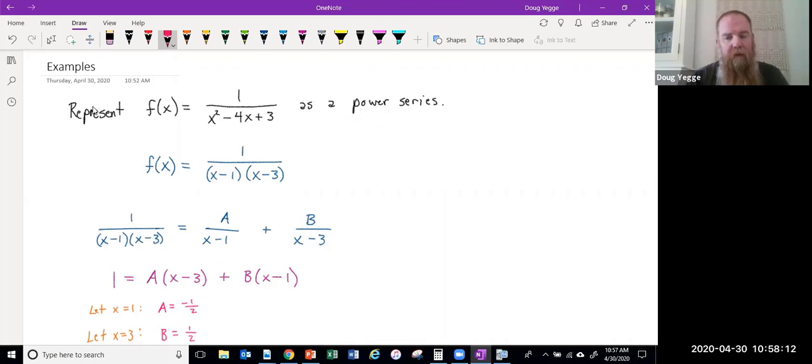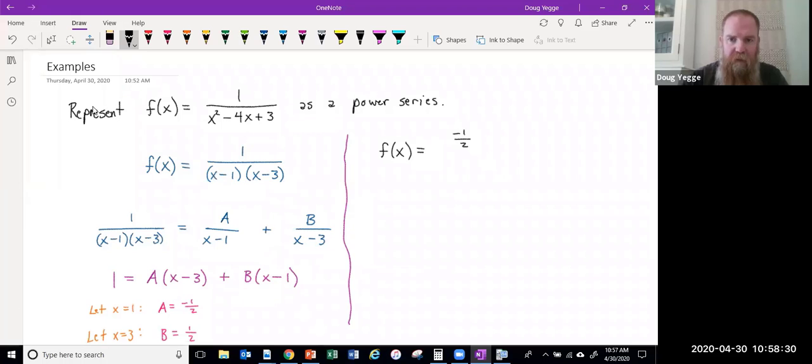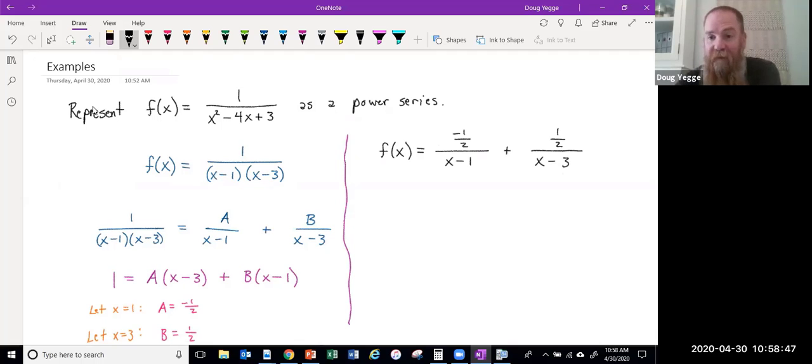Okay, all right, well, great. Let's go ahead and see what that implies then. That must mean that this function is the same thing as f of x equals negative 1/2 over x minus 1 plus 1/2 over x minus 3. And now we can see that we could rewrite this in order to fit into the basic power series form that we're familiar with.